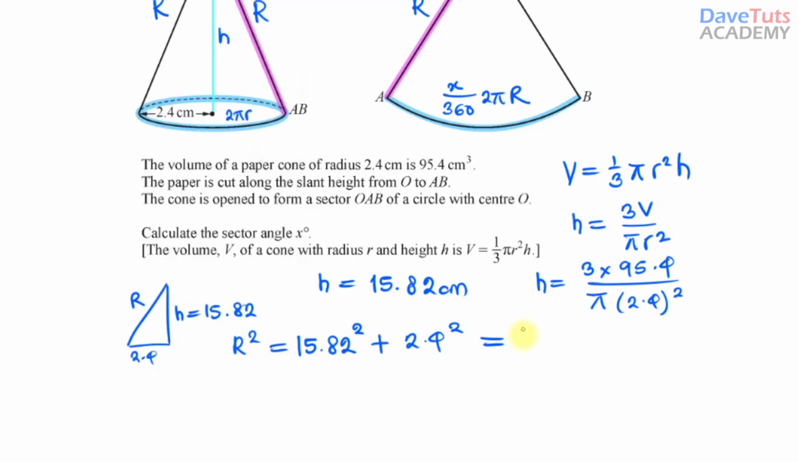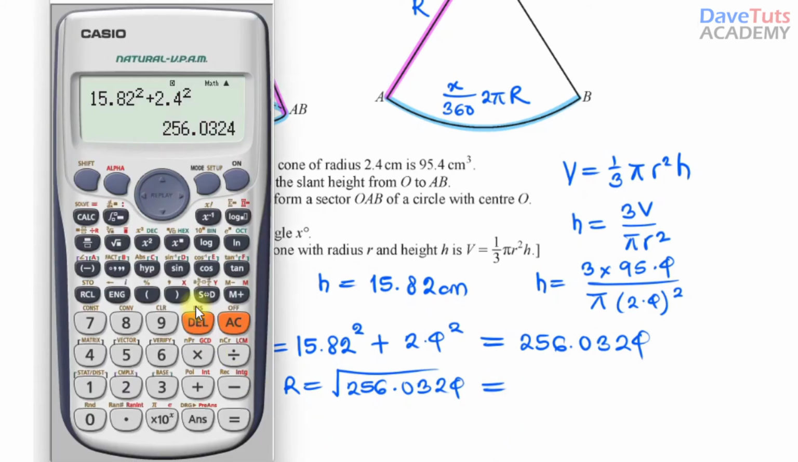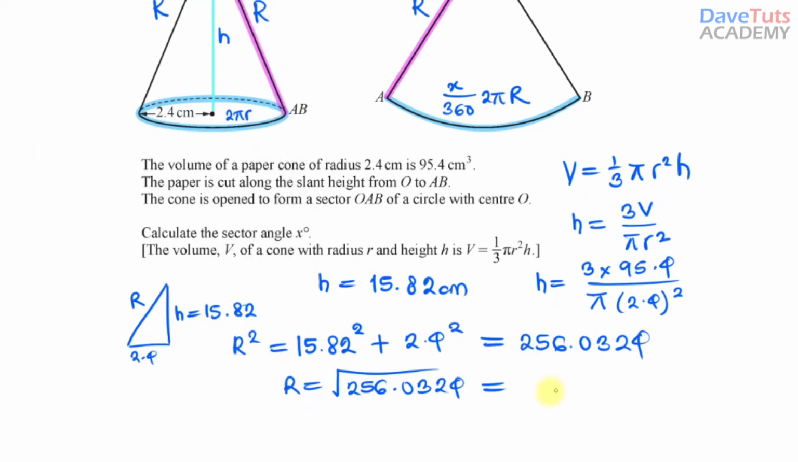256.0324. So that R itself will be the square root of that value that we got, 256.0324. And from our calculator again, the square root of the answer is 16.0. We can just say this is 16, so this is approximately 16 centimeters.